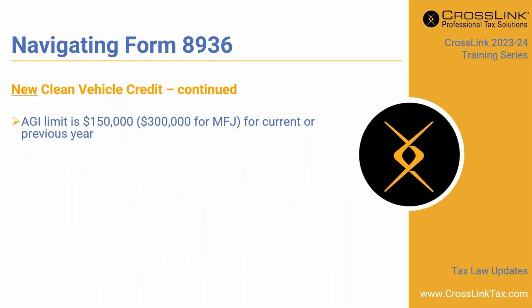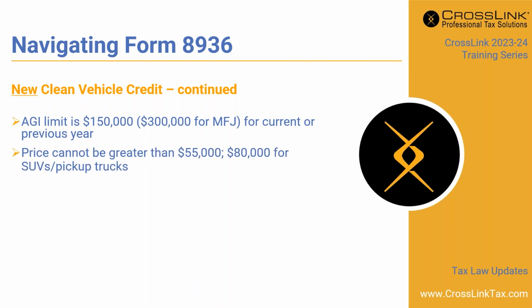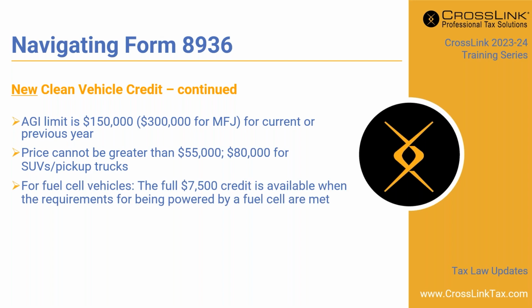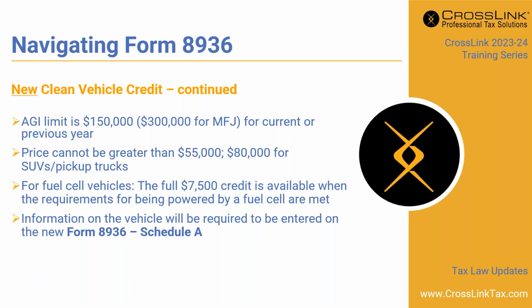Continuing on the clean vehicle credit, the AGI limit is $150,000, or $300,000 if they're married filing jointly, for the current or previous year. So your adjusted gross income needs to be in that range, okay? Price cannot be greater than $55,000, or $80,000 for SUVs or pickup trucks. On top of that, for fuel cell vehicles, the full $7,500 credit is available when the requirements for being powered by a fuel cell are being met. And information on the vehicle will be required to be entered on the new Form 8936 Schedule A.